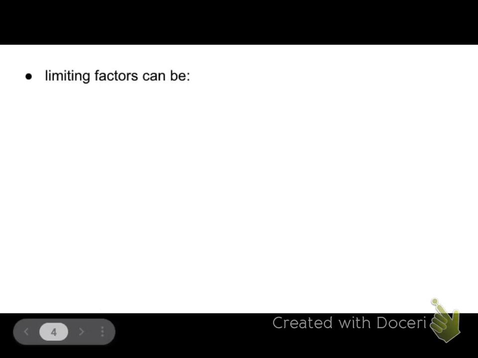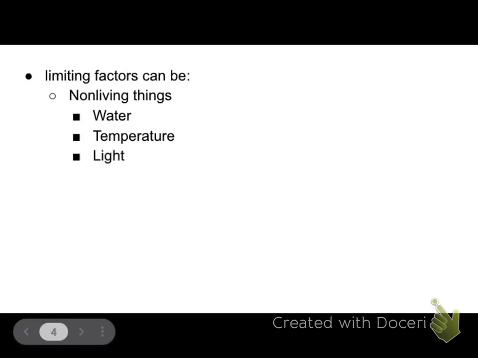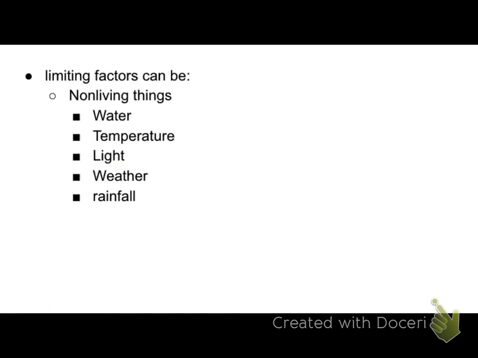Limiting factors can be non-living things. Okay? So some examples might be water, or temperature, or amount of light available. The weather in an area can be a limiting factor. The amount of rainfall that an area gets can be a limiting factor. So all these things affect organisms by their needing it and then determining if there is enough for them or not.